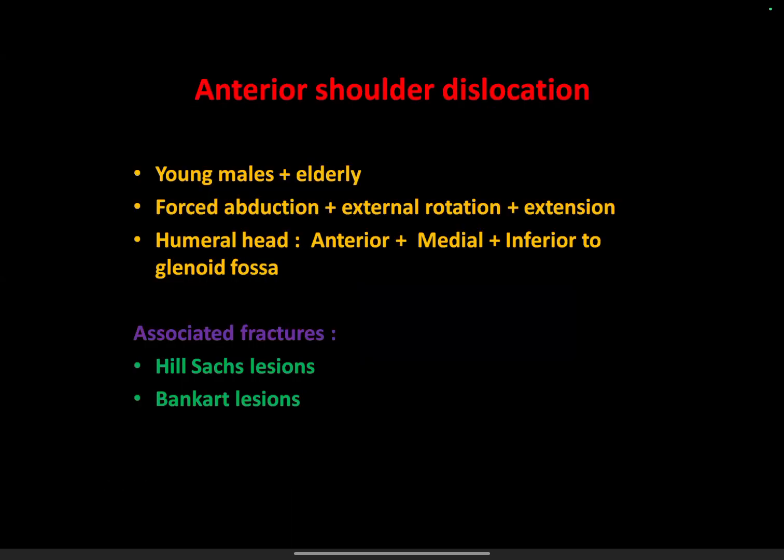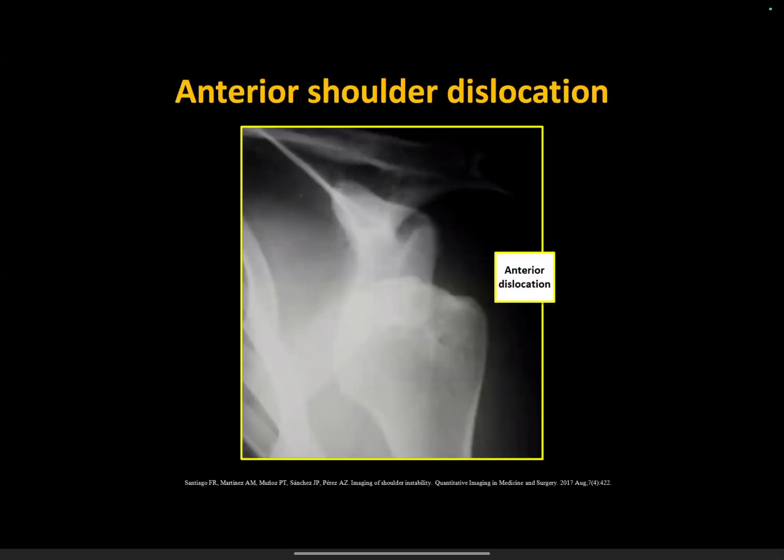All right. Anterior shoulder dislocation affects young males. It can also affect the elderly. The cause of injury is forced abduction with external rotation and extension. The humeral head will be dislocated anteriorly, medially, and inferior to the glenoid fossa. Usually, as we said, it happens in the setting of high energy impact. When this happens, there are other injuries that could be associated with it, such as Hill-Sachs lesion and Bankart lesion, which we will be talking about in further detail shortly.